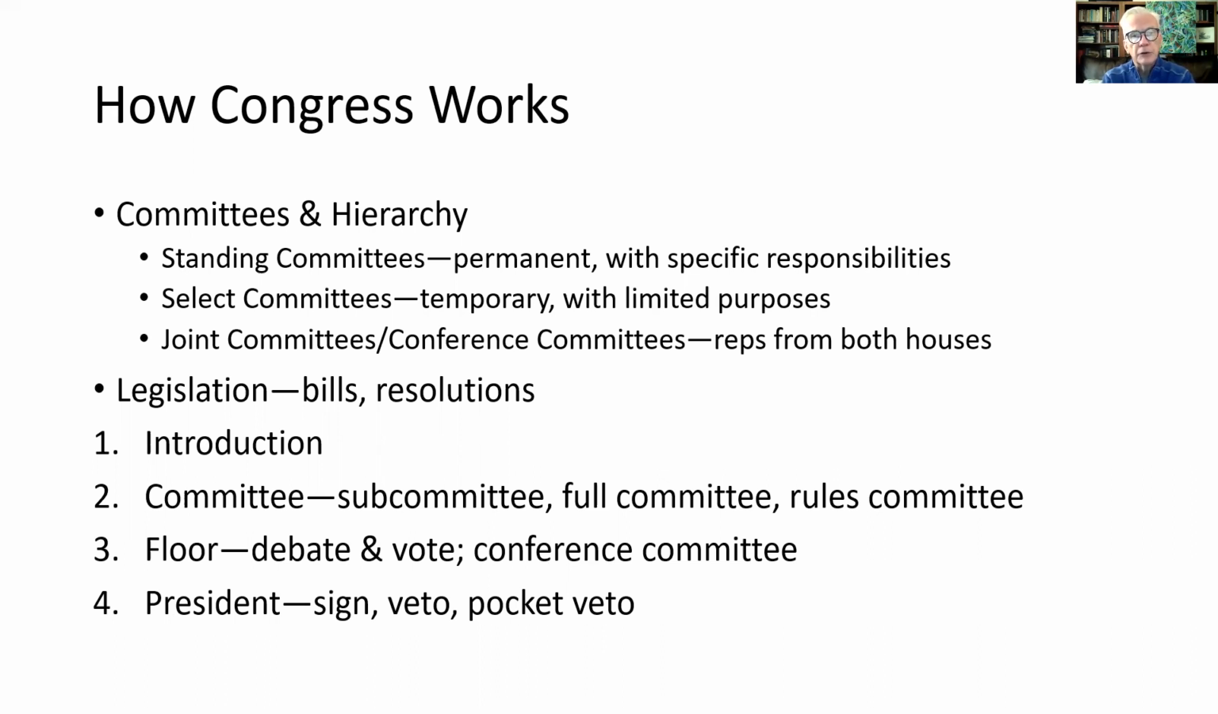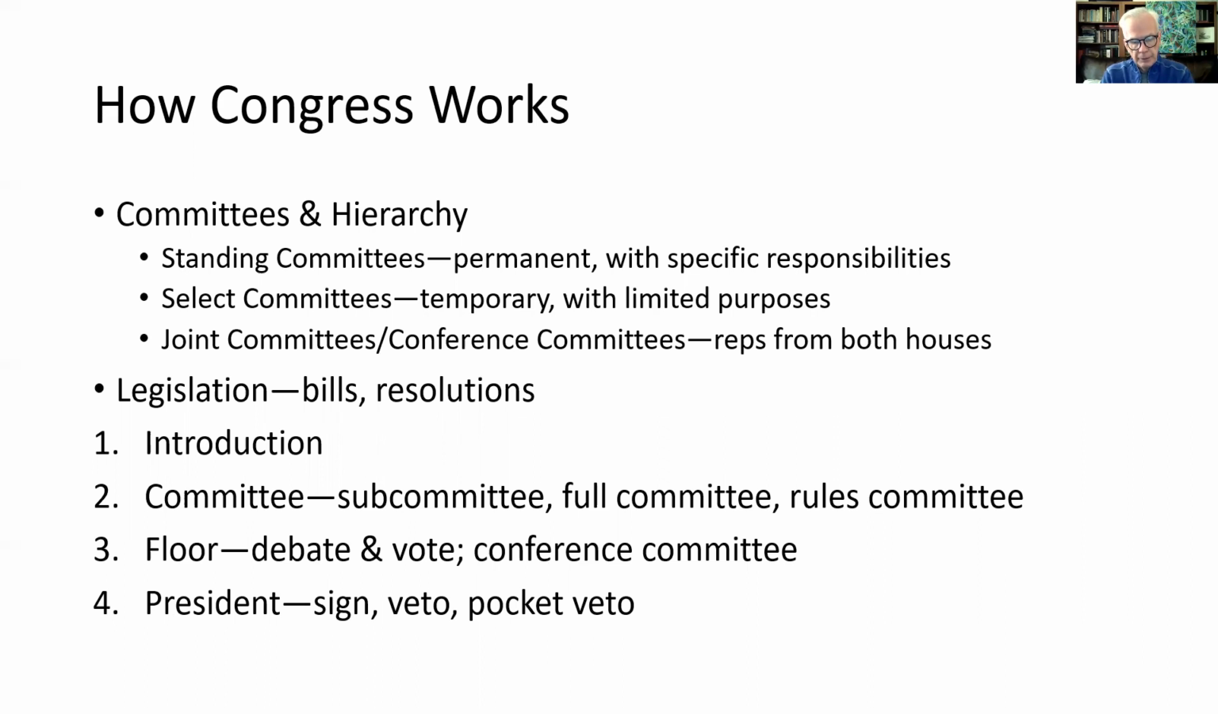And then there are joint committees or conference committees, which work across the 2 houses. So you have members of the House and members of the Senate on joint committees. These generally deal with financial matters, spending bills that are going to have to be worked out. So if the House wants to spend this much on something and the Senate says no, then they get a joint committee that works out the differences and comes up with a new bill.